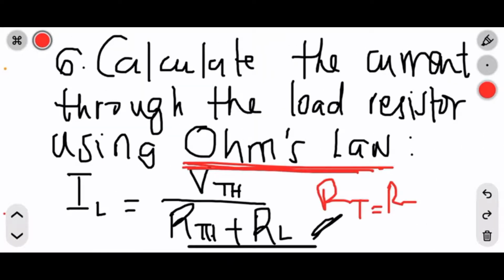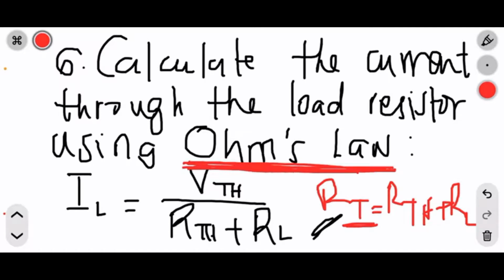So, point 6, you calculate the current through the load resistor using Ohm's law. RT will be equal to RTH plus RL, where RT I'm just using to represent the total resistance in the Thevenin's equivalent circuit. You get me? Thevenin's equivalent circuit, that's the circuit you get at the end. So we use Ohm's law because Thevenin's theorem will work for only, as I said, linear circuits. Linear circuits are circuits that obey Ohm's law, which is voltage directly proportional to current.